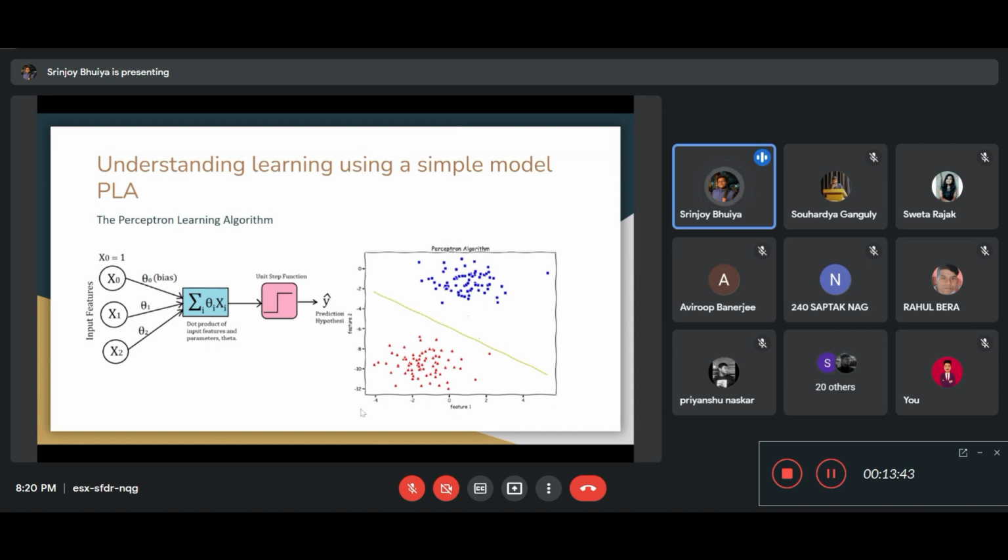Suppose feature one, which is given on the x-axis in this graph, is how much the person earns, and feature two, on the y-axis, is his age. Given these two data points and the class, you can classify them into two different classes, like whether we can give him a loan or not. As you can see, this perceptron model tries to draw a straight line between these two classes. It will never draw a curved line. It will always try to draw a straight line.